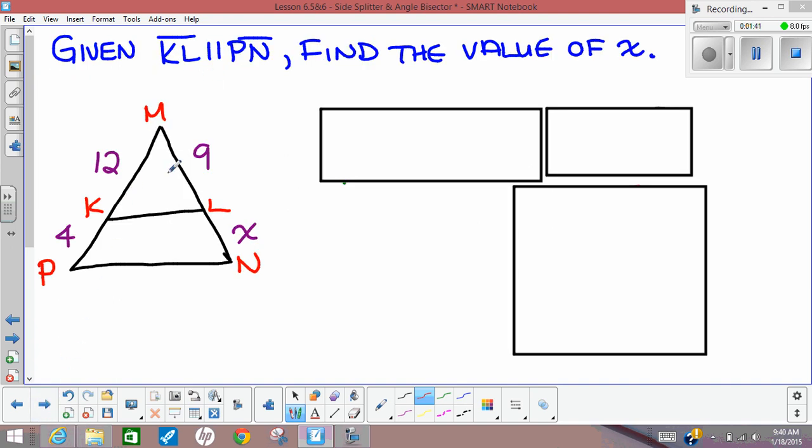So I'm telling you that KL is parallel to PN, so let's show that with our arrows. That means we're going to have this relationship formed. I'm going to extend KL on both sides. You might see that we already have these fractions being formed. It looks like 12 over 4 and 9 over x.